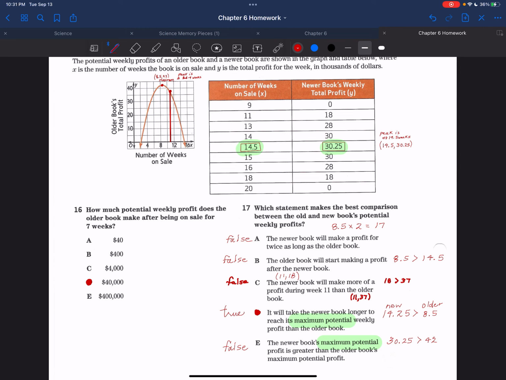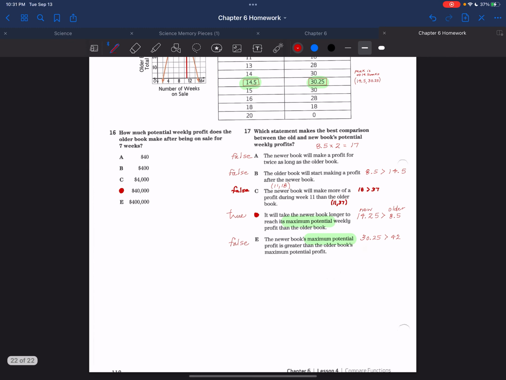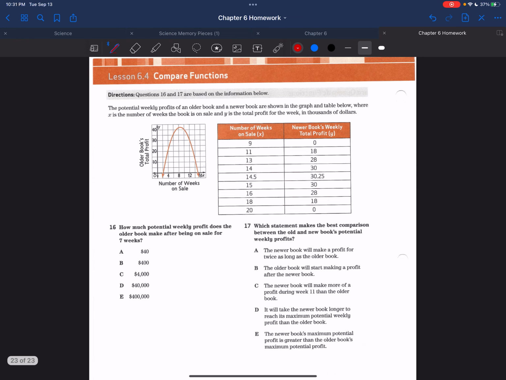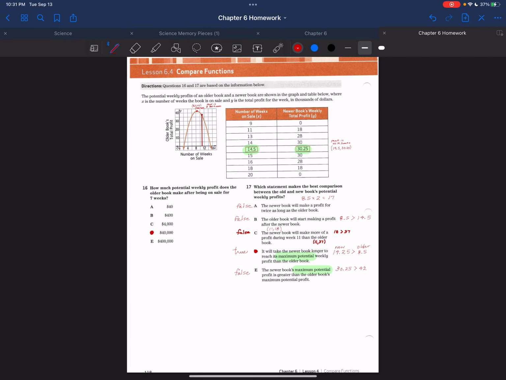And I believe that brings us to the end of this review. But let me go back and see. Oh, I am on the end because I'm actually working on the review. And that's the end of it. We do not have any more pages to do. So we have finished chapter 6 on functions.